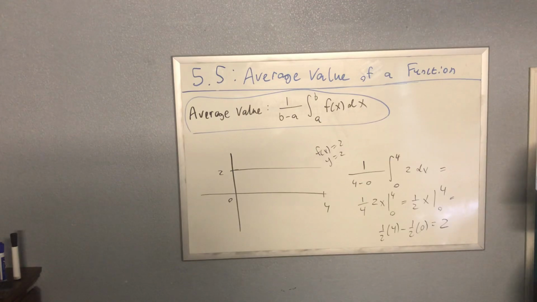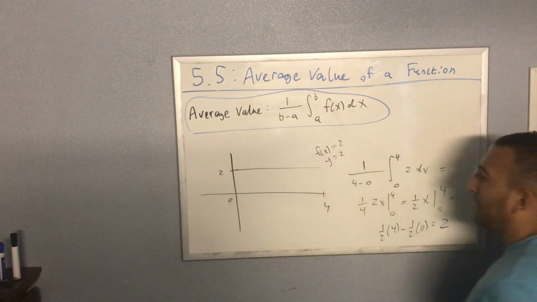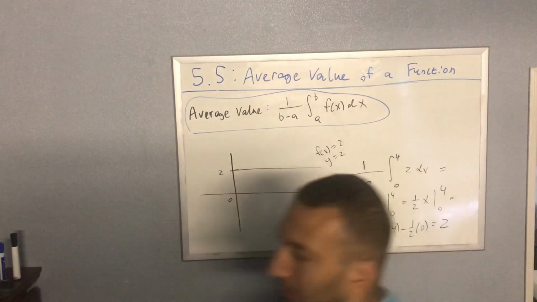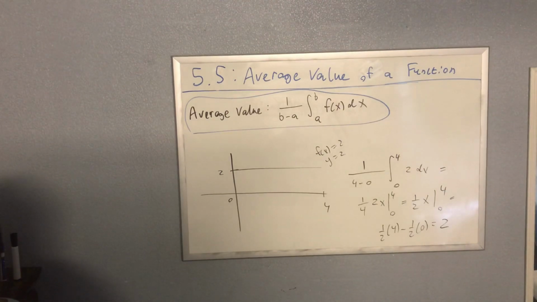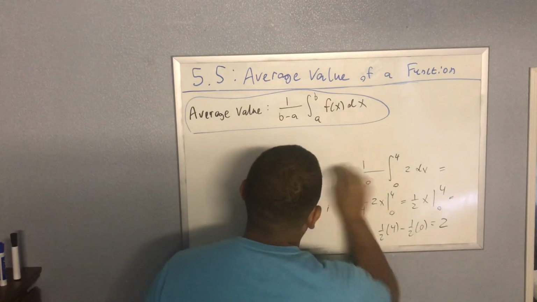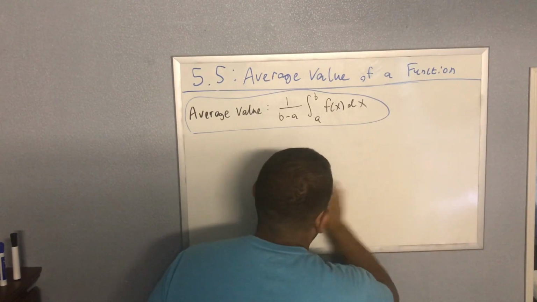So this function never changes, so its average value should be that constant value. So this is a good sanity check. Now let's do something maybe a little more interesting, maybe that way the function actually moves.